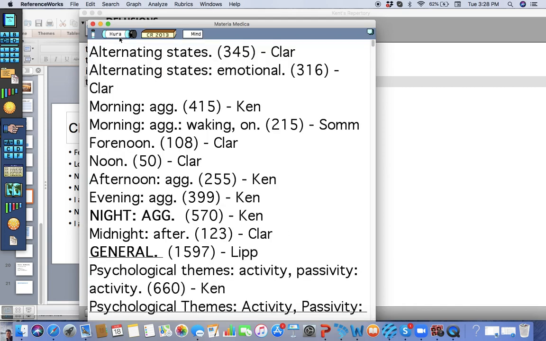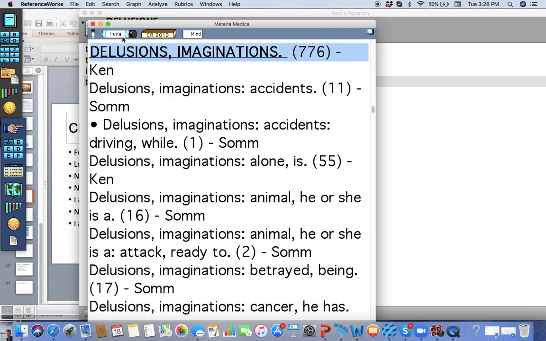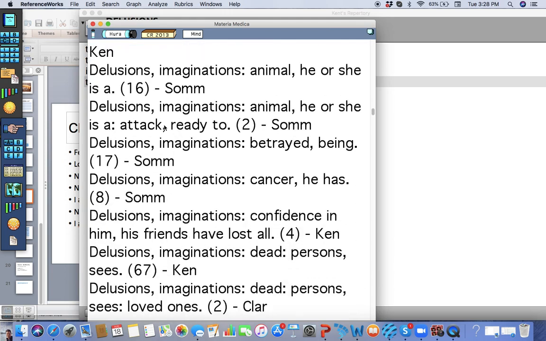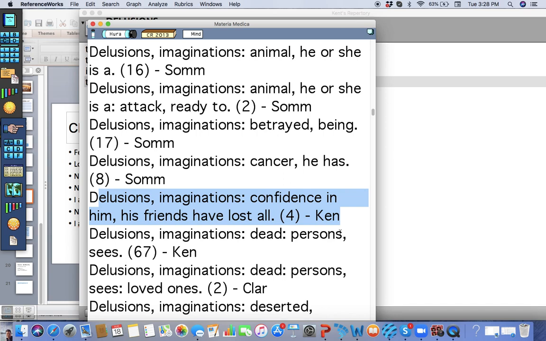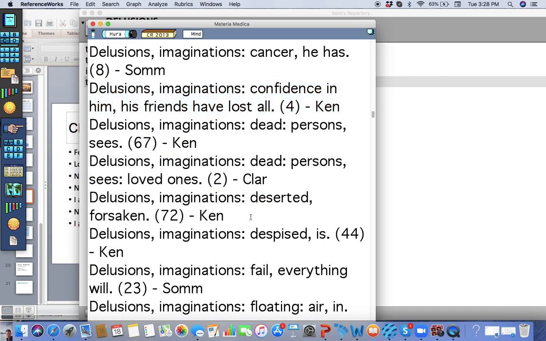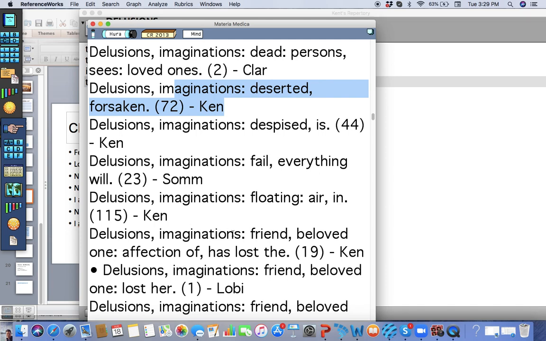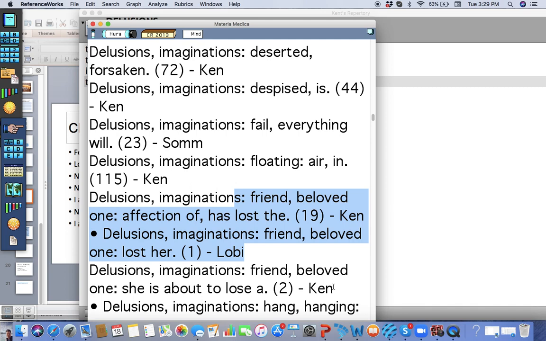This is one of the remedies. If you want to study this remedy, it is given in much detail in the delusion chapter. So one of the main rubrics for me to understand Hura is delusion, imagination, confidence in him, his friends have lost. Delusion, deserted, forsaken. Delusion, beloved friend, affection he has lost. Delusion, beloved friend, he has lost her. She's about to lose her friend.